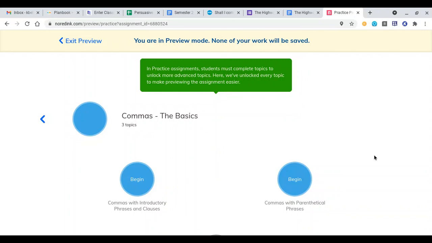It is Wednesday, March 17th, and this is your English instruction for today. Our learning target reads, I can complete the modules over commas on NoRedInk.